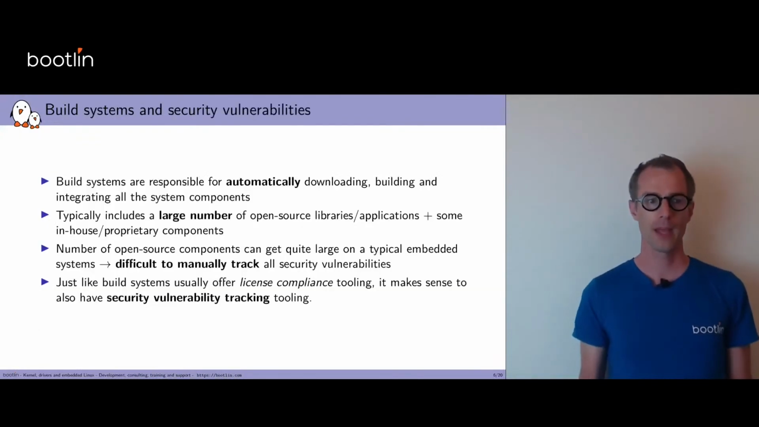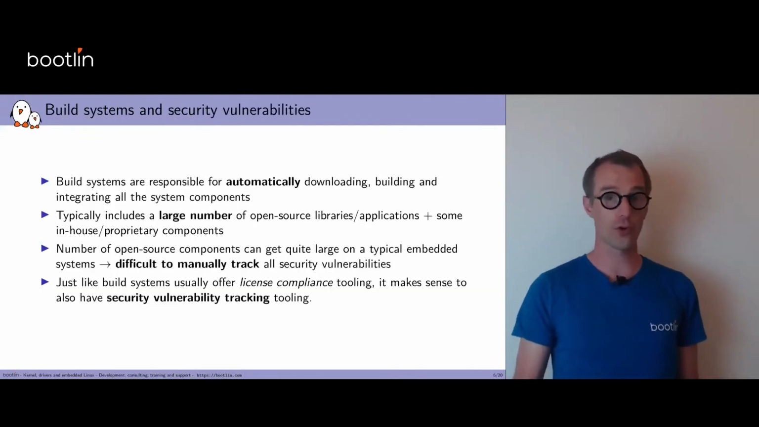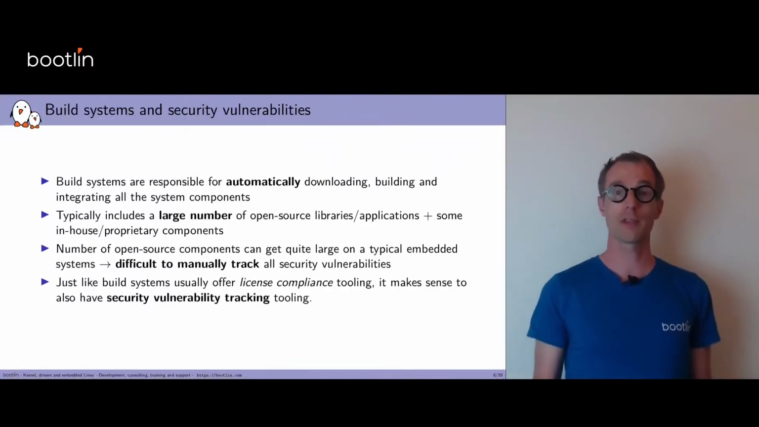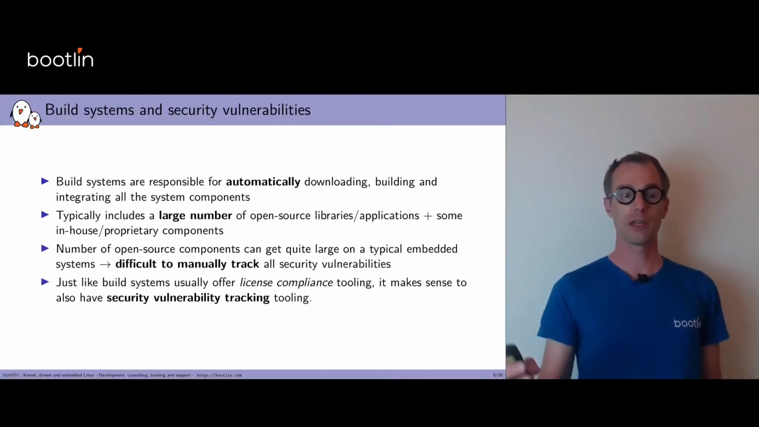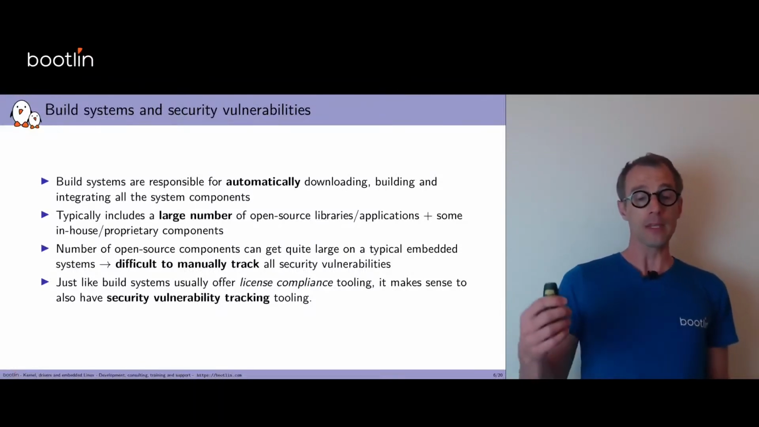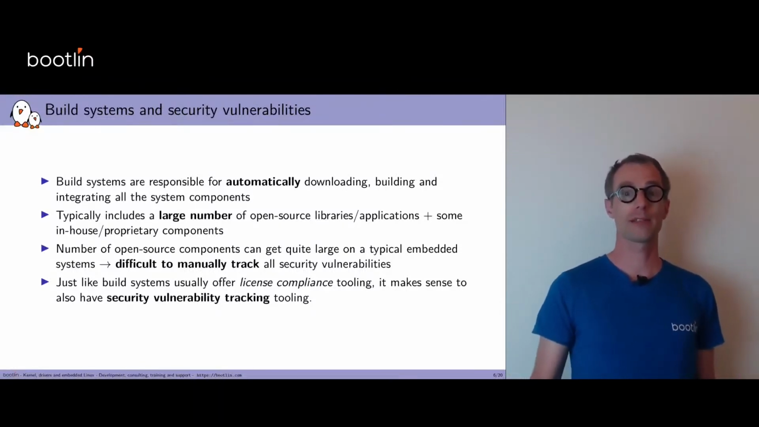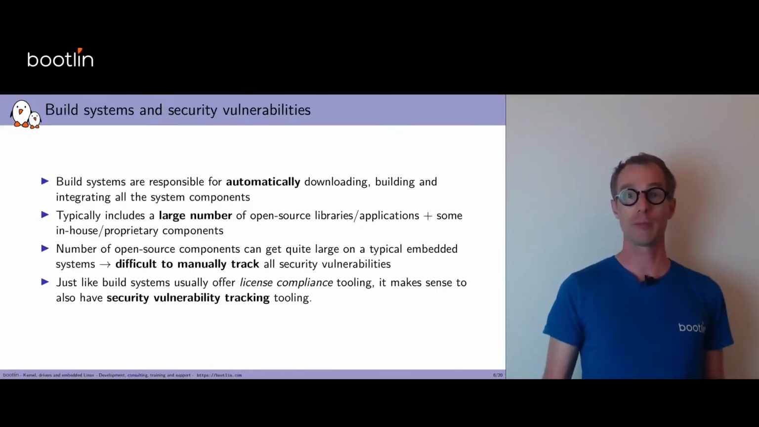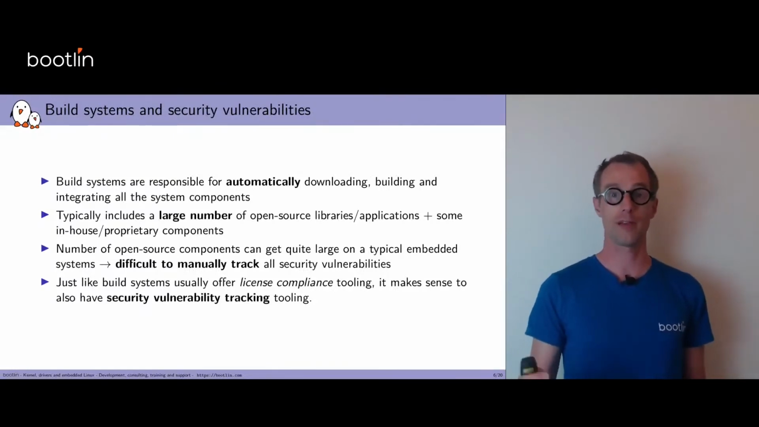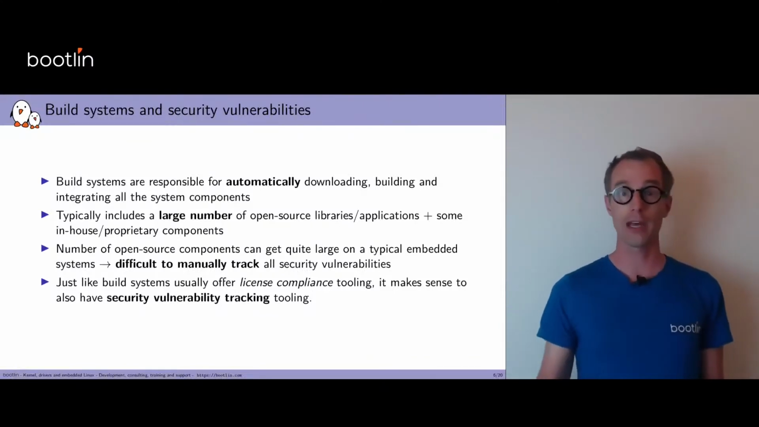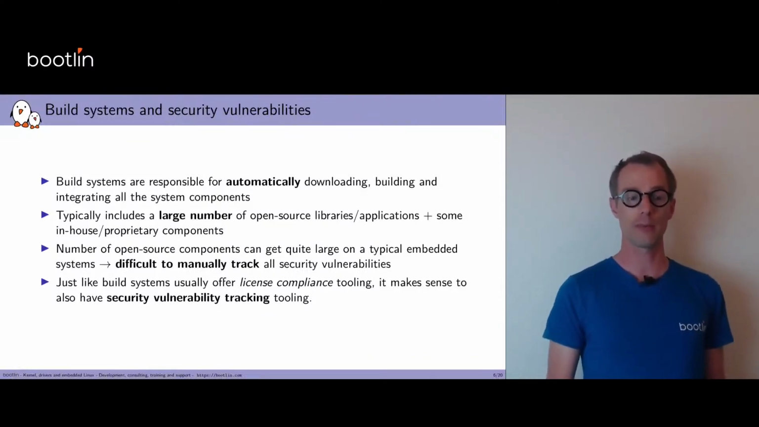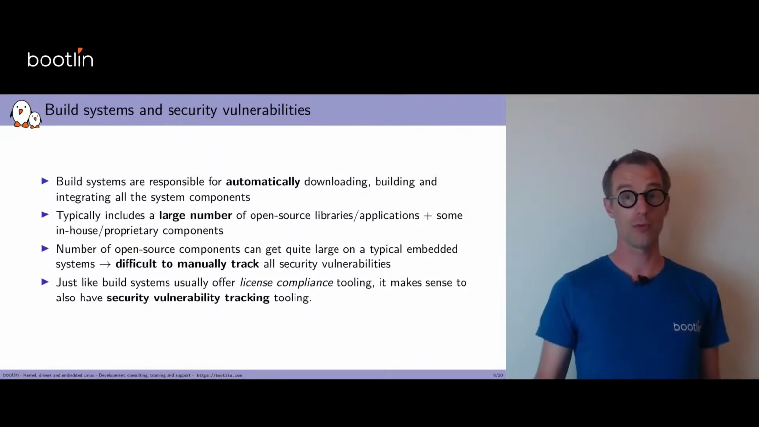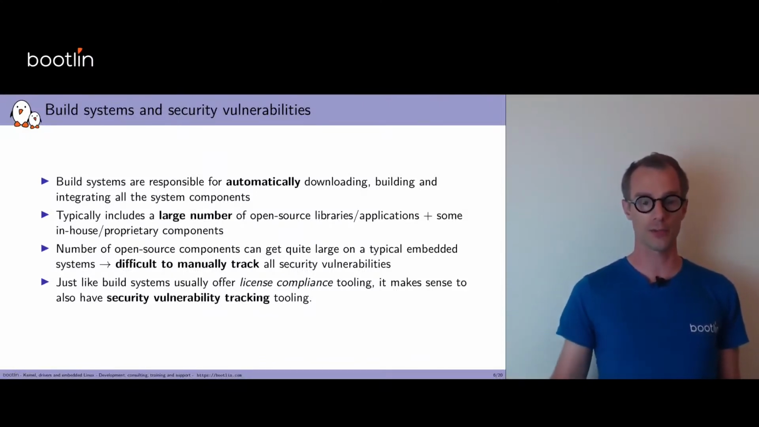So build systems such as Buildroot or OpenEmbedded, Yocto, and others are responsible for automatically downloading, building, and integrating all the system components. And typically, a large number of open source libraries and applications, as well as in-house proprietary applications, will be packaged into such automated embedded Linux build systems. And the number of components, open source or in-house, that gets integrated into a typical embedded system typically goes larger and larger as the complexity of the system increases.